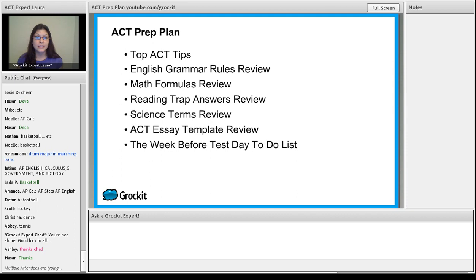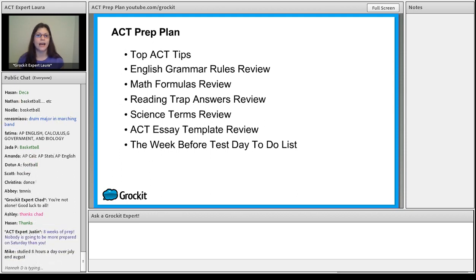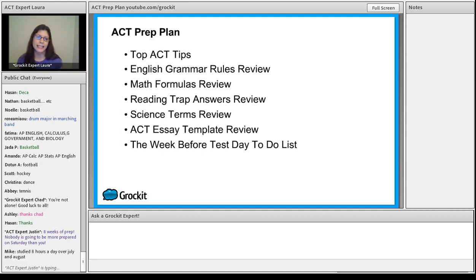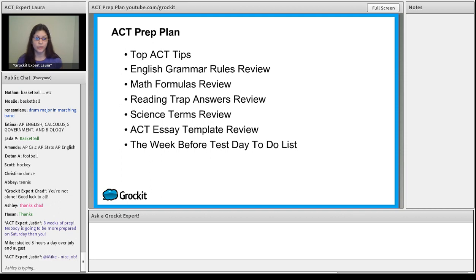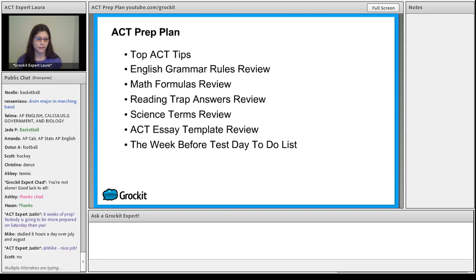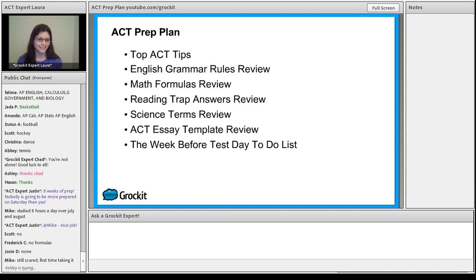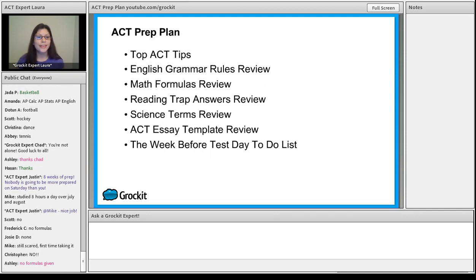Math formulas are super important because on the SAT, they give you some, not all, but some formulas at the beginning of math sections. What about the ACT? So the SAT gives some formulas. What about math formulas for the ACT? Scott says no. What do we think? Frederick, really? Josie, Mike? No? Christopher's really sure. Ashley's sure. But you know what that means?